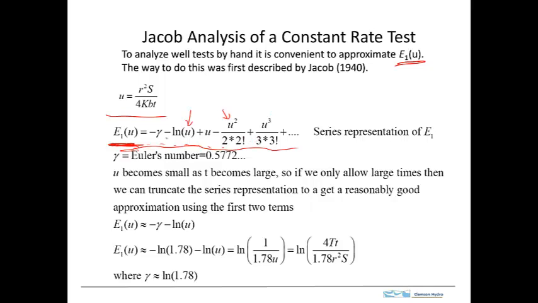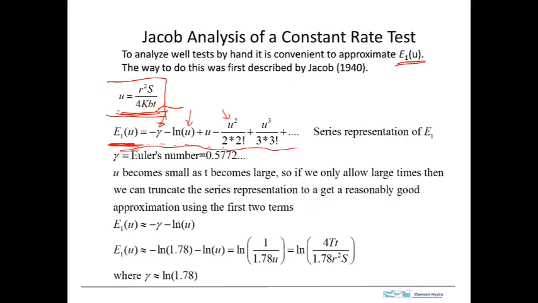And this thing here is called the Euler number. So it's just a constant. And so what you get from that is that, well, let's take a look back up at U. As time gets bigger, then U gets smaller. So as our test goes on and goes longer and longer, U will get smaller and smaller.